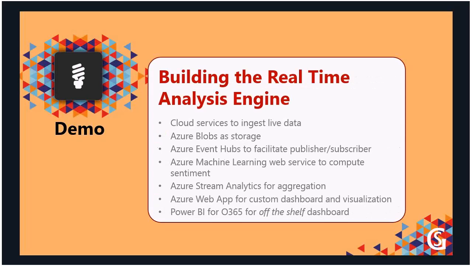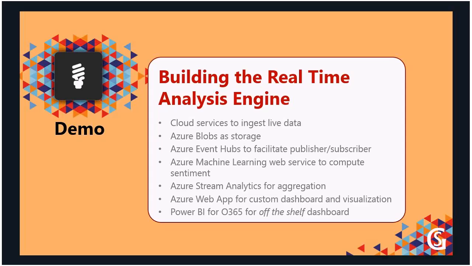And so just a quick overview on how the services work. We use the cloud services to ingest the live data. We use Azure Blob Storage to store, Event Hubs, as I said, to facilitate that publisher subscriber model, a web service from ML or machine learning to compute sentiment, again Stream Analytics for the analysis that we want to do, and then web apps, and that is Azure websites, and Power BI for visualization of the data. So that's all the slides that I had.